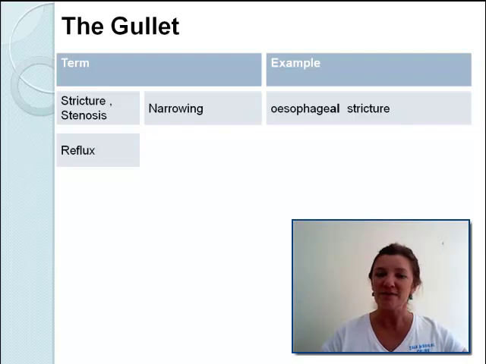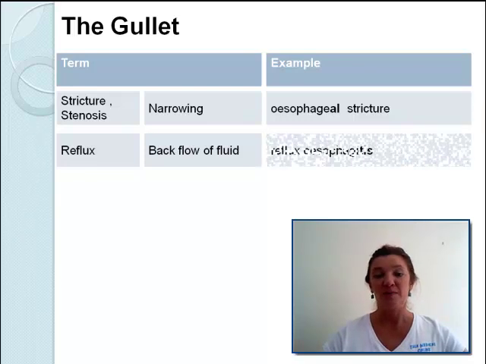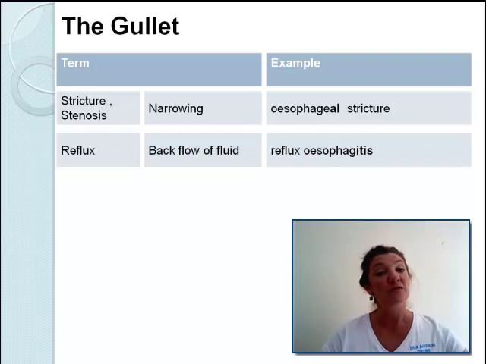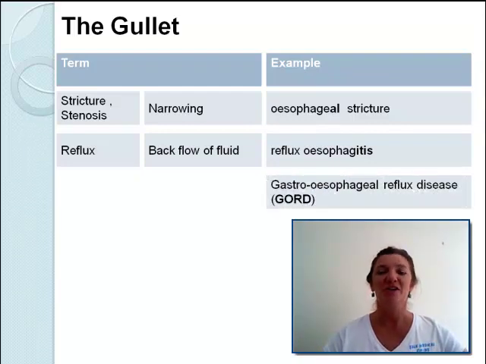Another term is reflux. Reflux means a backward flow. A patient may have reflux esophagitis. This would be inflammation of the gullet due to a backward flow of acid from the stomach. Another very similar term is gastroesophageal reflux disease, also known as GORD.